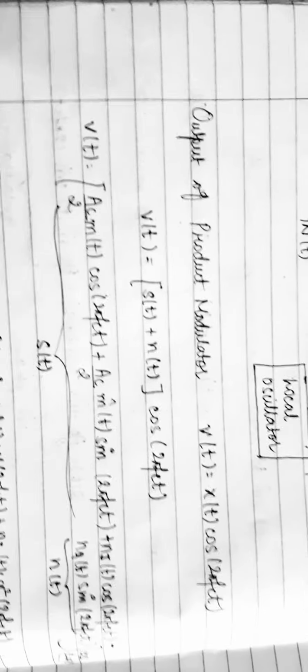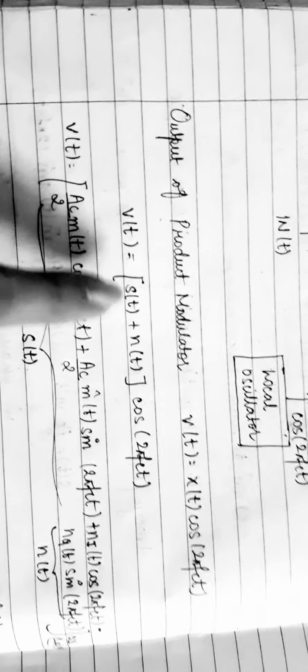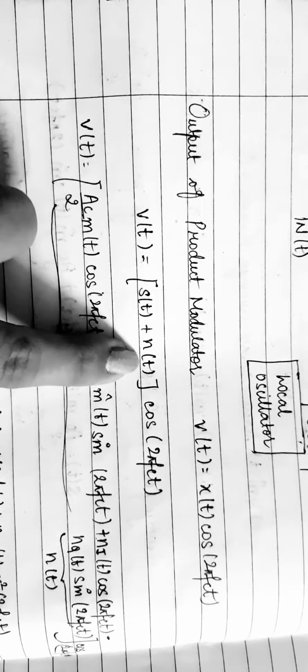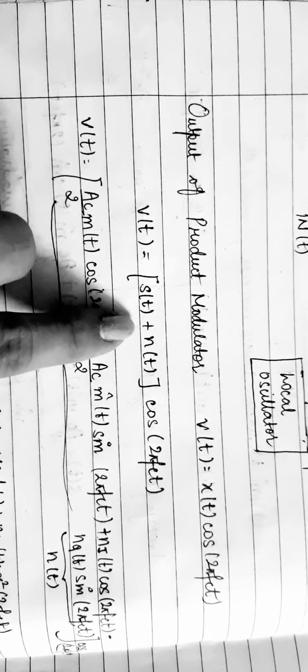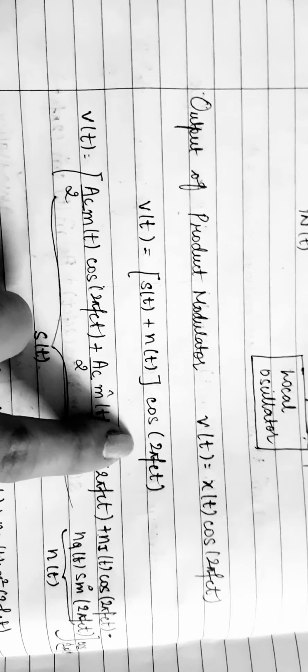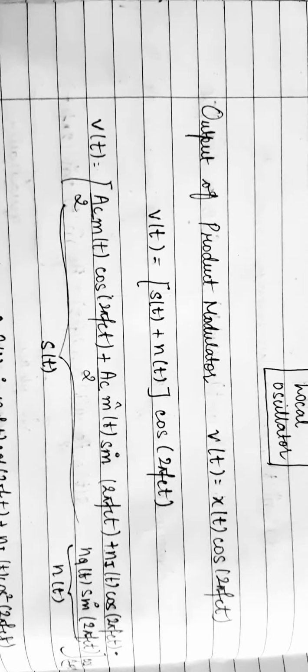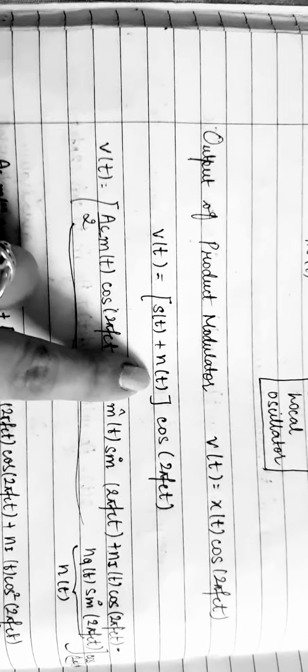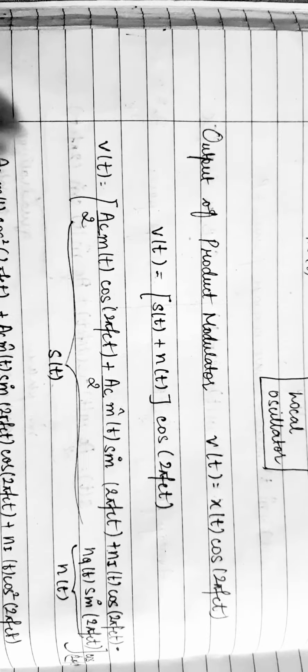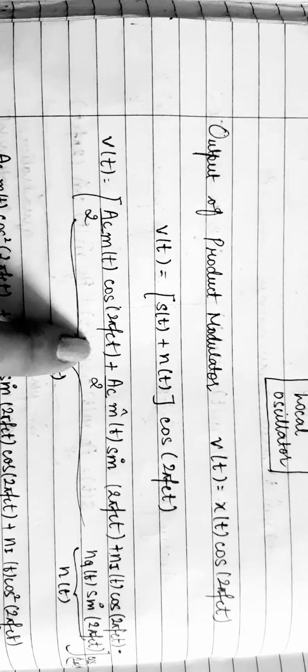Now we'll discuss the output of the product modulator, that is v(t) = x(t) cos 2πfct. We know that x(t) is equal to s(t) + n(t). So we can write v(t) = [s(t) + n(t)] cos 2πfct. Now we can write the formula of s(t) along with n(t), that is the narrowband noise. We know that s(t) = (Ac/2) m(t) cos 2πfct + (Ac/2) m^(t) sin 2πfct.